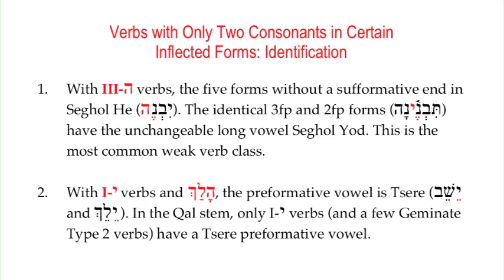Number 2, with one yod verbs and the verb halak, which inflects like a one yod verb, the preformative vowel is sere. In the Qal stem, only one yod verbs and a few geminate type 2 verbs, which don't occur that often, have this sere preformative vowel. So when you see a weak imperfect verb with only 2 root letters and the stem vowel is sere, you can properly reconstruct the verbal root by recognizing that the sere stem vowel is diagnostic of the one yod weak verb category. You put the yod back into the root and you've got your verb.